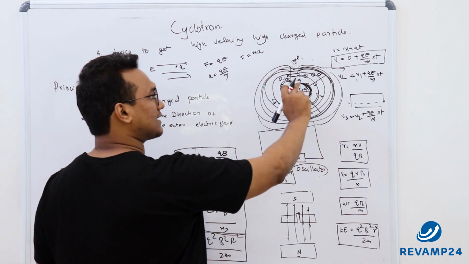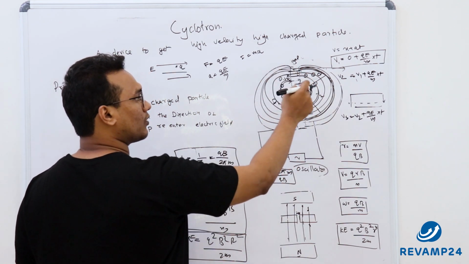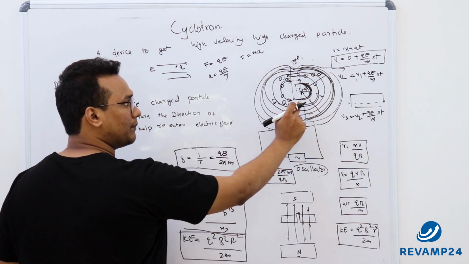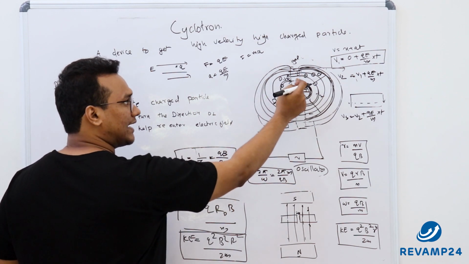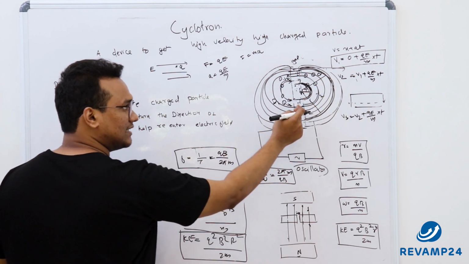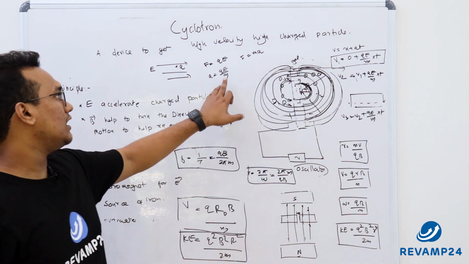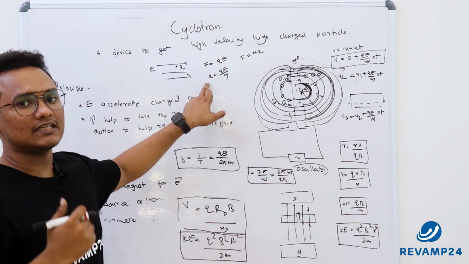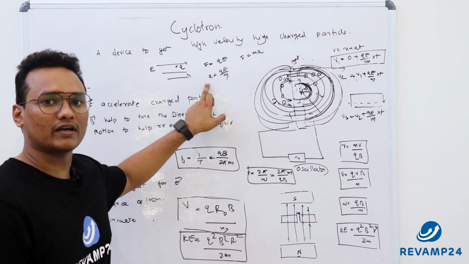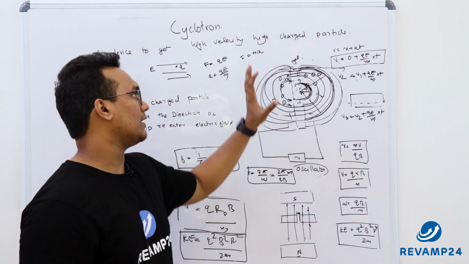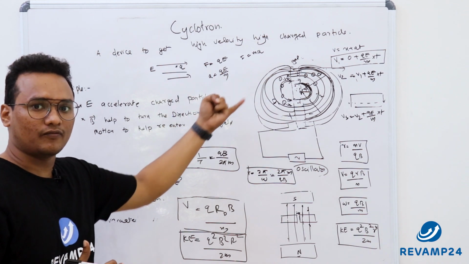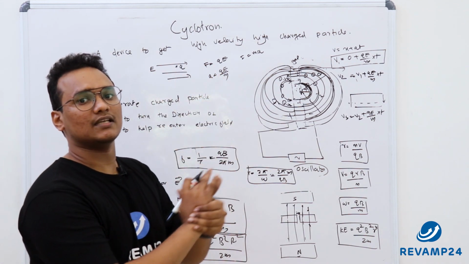So if it is accelerating, then only we can do the whole process, like accelerating, putting it back to the acceleration again, direction change, acceleration, change in direction, acceleration. So all this process can happen only when the particle is accelerating. If it is not accelerating, then there will be neither electric force nor magnetic force. So that is the limitation for this.